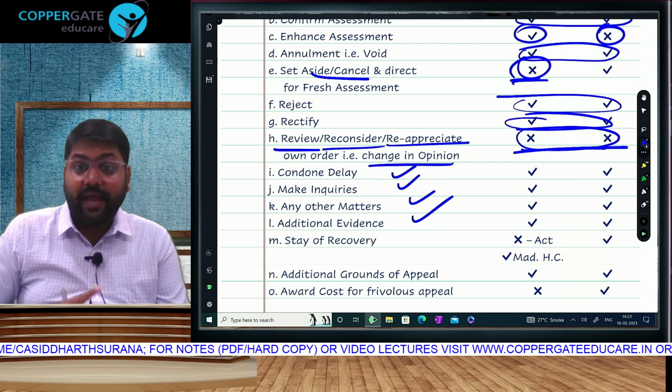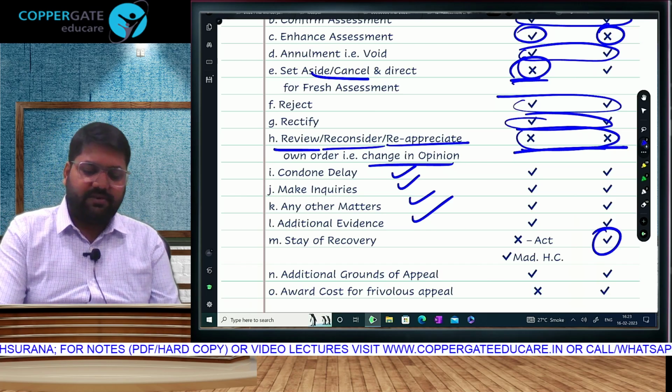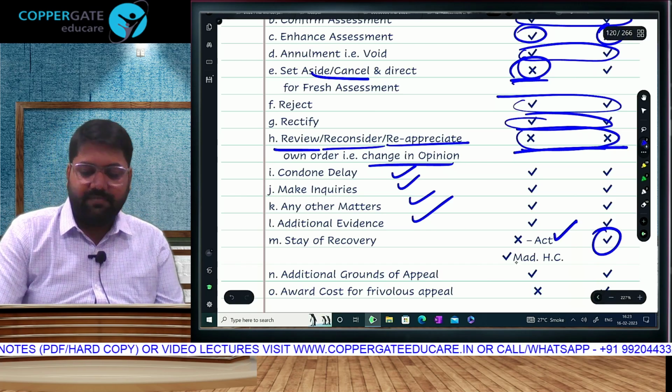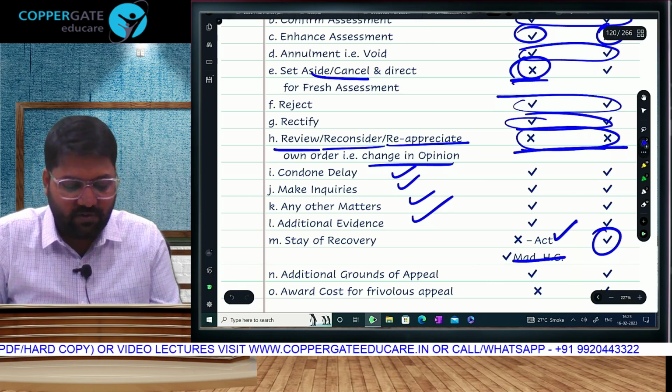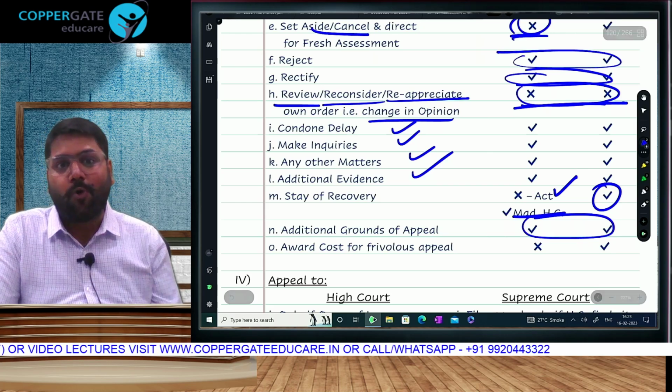Both can do. Stay of recovery, ITAT can be doing it. 180 days extended up to 365 days. As far as CIT is concerned, the act is silent, but Madras High Court said that CIT will also get the power. Additional ground of appeal can be also taken, and power to award cost.